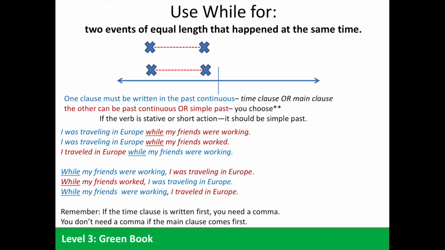Some more examples. While my friends were working, I was traveling in Europe. While my friends worked, I was traveling in Europe. While my friends were working, I traveled in Europe. Again, between the three sentences, you can see how the grammar is a little different. Pause the video and have a look.